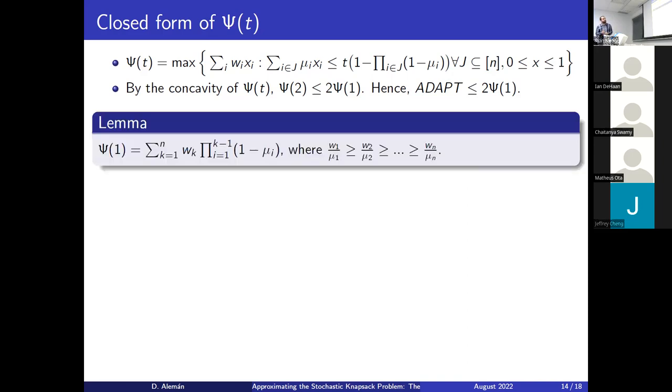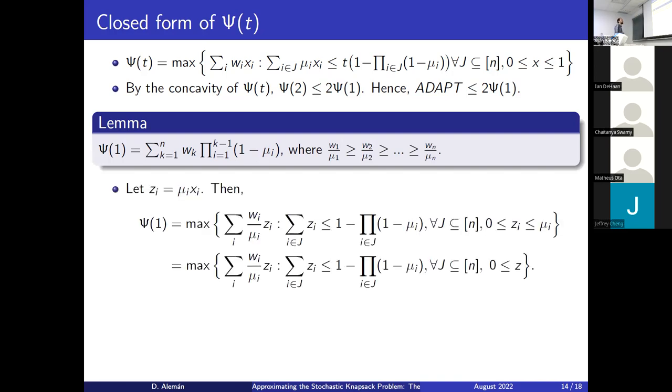Now we have this nice lemma. C of 1 is equal to this term here, where we are considering the greedy ordering for the items. Again, the proof is quite nice, so I'm going to show that. Let s of i be equal to mu of i times x of i. Then by replacing s of i with x of i in here, we get that C of 1 is equal to the value of this OP.